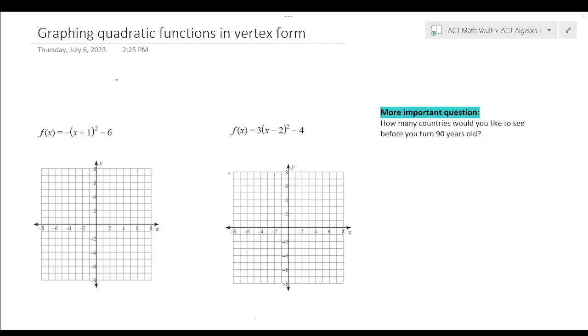Hi everyone, in this video I want to talk about graphing quadratic functions in vertex form.